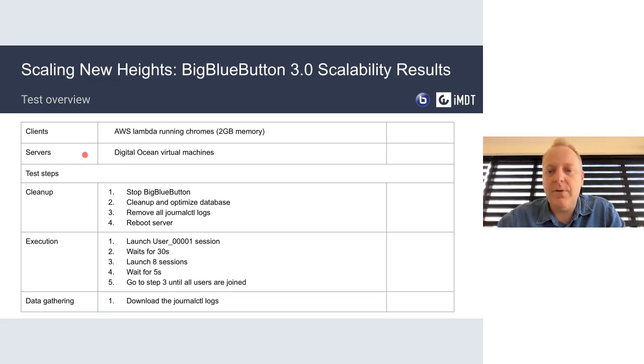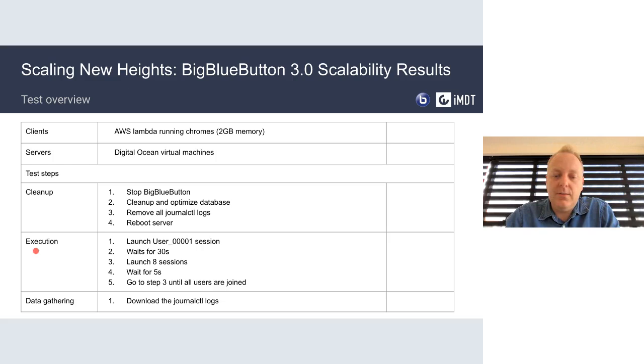The steps when we start a test are, first we clean up everything. So when we execute a new test, it does an SSH into the server, stops BigBlueButton, cleans up and optimizes the database, removes all the journalctl logs, and reboots the server. This is to make sure that by running one test after another, we're not leaving things that could compromise the performance. So we always start fresh.